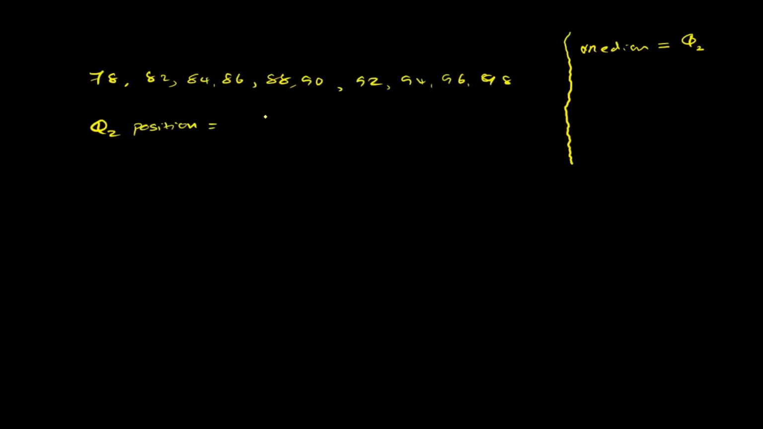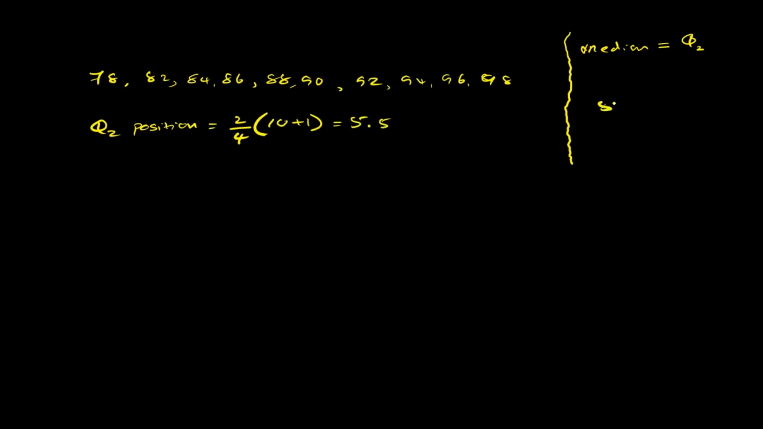Second quartile position, if you want to calculate it, this is a formula. Those are quartiles, no? If it is first quartile, it will be 1 over 4. If it is third quartile, it will be 3 over 4. Since it is second quartile, it will be 2 over 4, multiplied by how many numbers are there in the given number sequence. In this case, it's 10 plus 1. So 2 over 4 means half. 10 plus 1 equals 11. Half into 11 will give you 5.5.